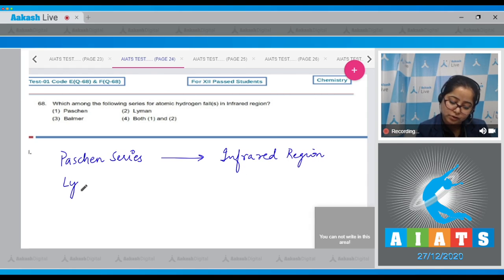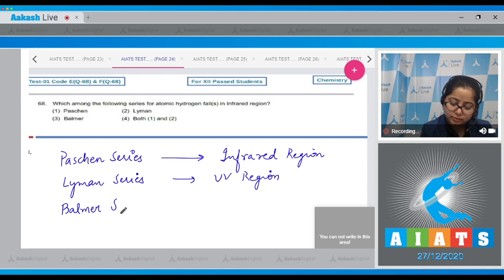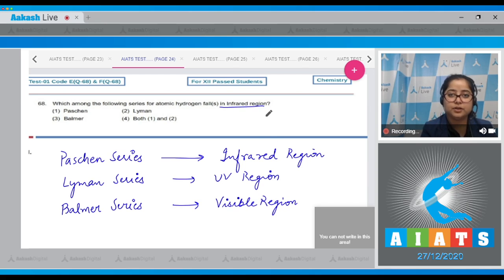Also, I'm writing for the rest of the series. Lyman series lies in the UV region, and the Balmer series lies in the visible region. Here we have to answer the series which lies in infrared region, that is Paschen series. So the correct answer is option number 1.